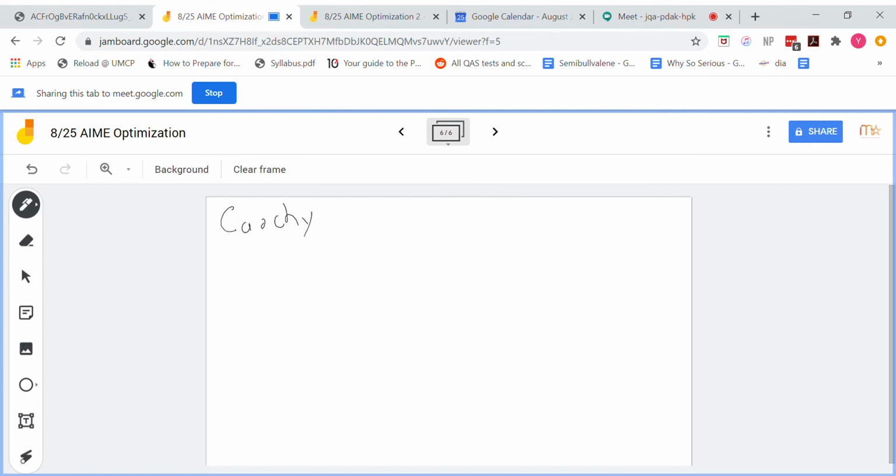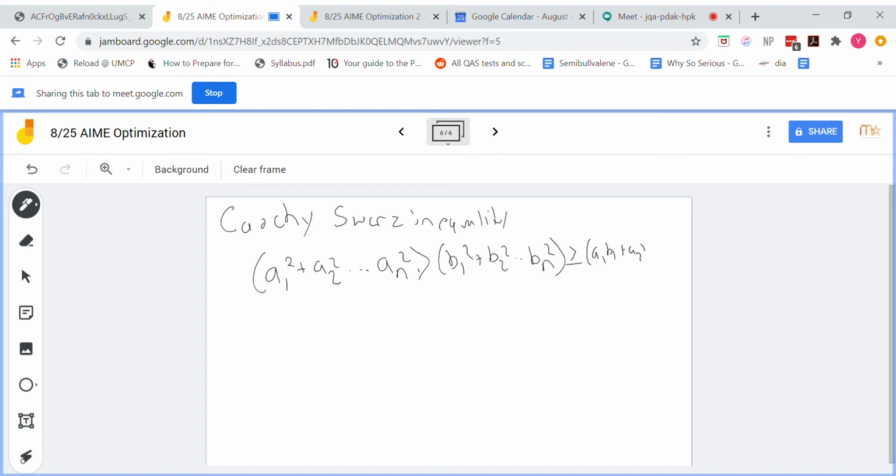Now, some of you might know this. What the Cauchy-Schwarz inequality states is that a1 squared plus a2 squared plus a3 squared all the way to an squared, times b1 squared plus b2 squared all the way to bn squared, is always greater than or equal to a1 b1 plus a2 b2 all the way to an bn, whole squared.